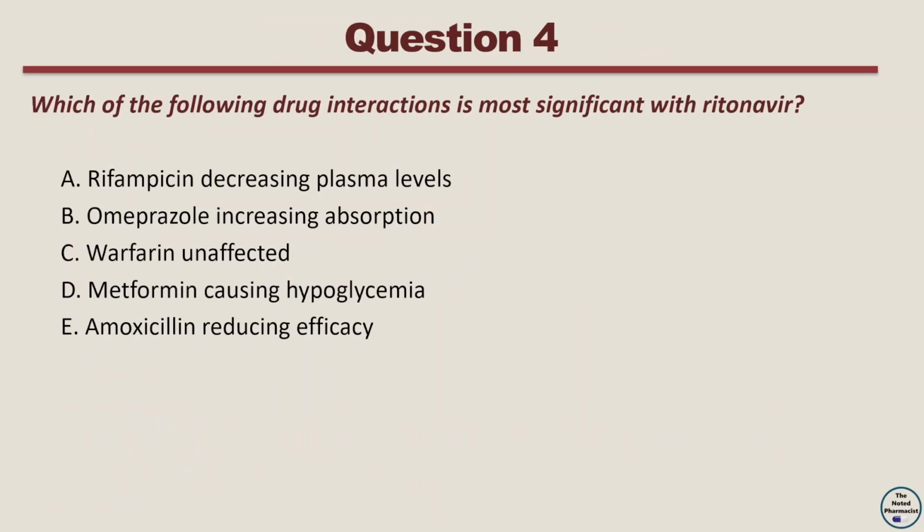Question 4. Which of the following drug interactions is most significant with ritonavir? Option A. Rifampicin decreasing plasma levels. Option B. Omeprazole increasing absorption. Option C. Warfarin unaffected. Option D. Metformin causing hypoglycemia. Option E. Amoxicillin reducing efficacy.